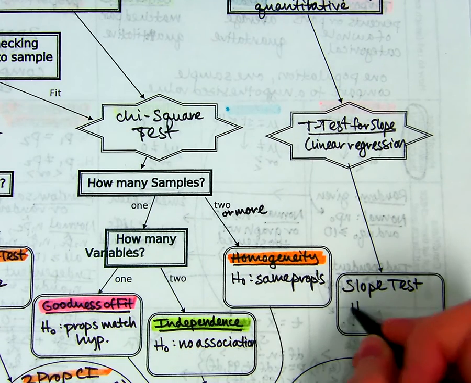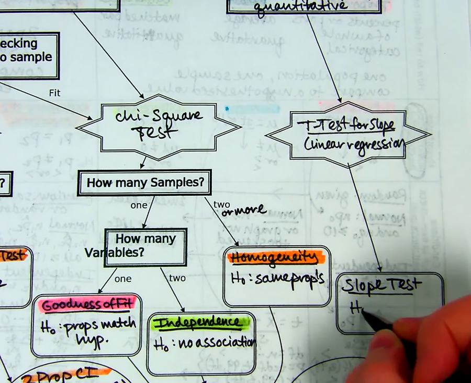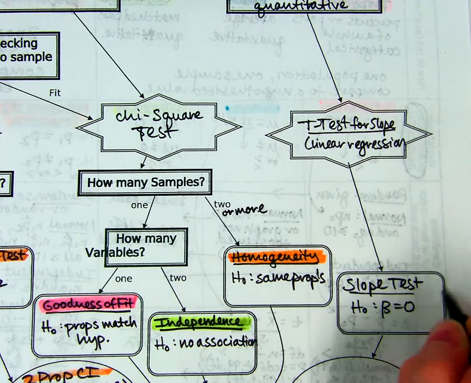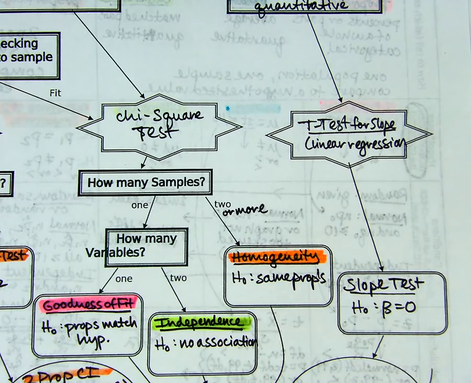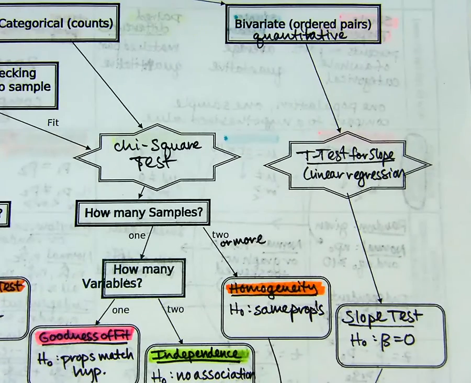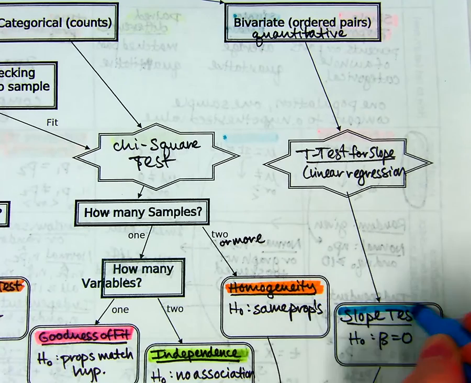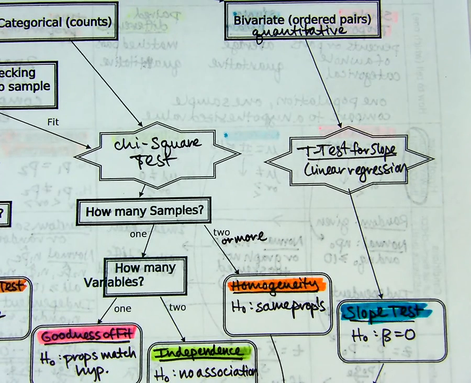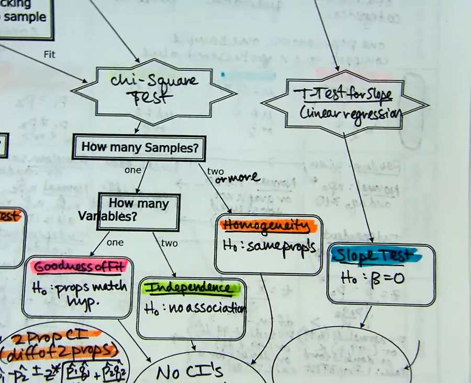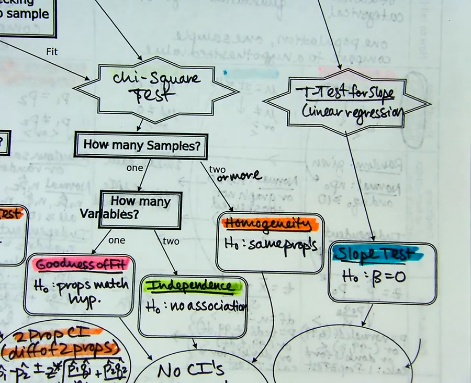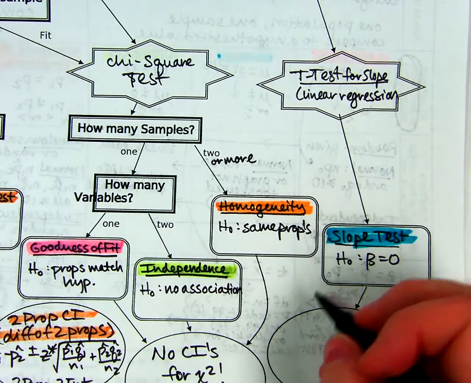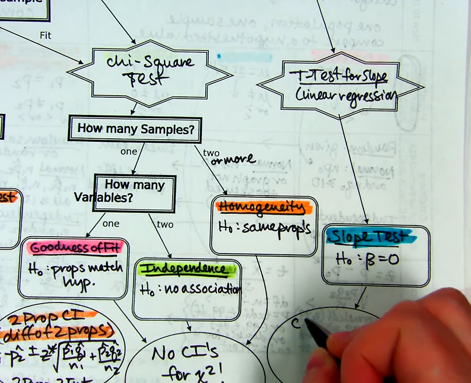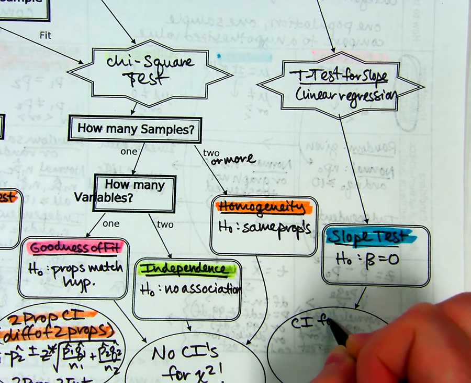And sometimes, I'm just going to put slope tests down here. Our null for that is that beta equals 0. I'm not going to write the rest because it's on the other side, but I am going to highlight in blue. That's what I did on the other side. My blue is too dark, and I feel like I should find a better blue. That's okay. And then last but not least, we also learned how to do confidence intervals for slope. So you could possibly have to do a confidence interval for slope.